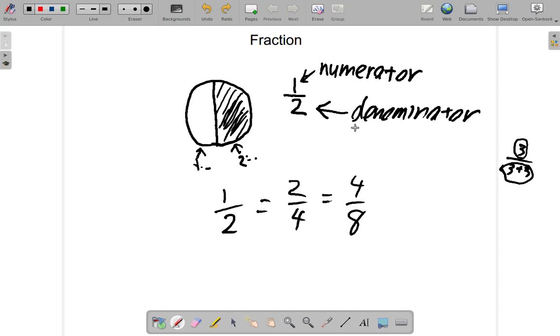So the denominator tells you the total number of equal parts available, and the numerator tells me how many that I get, or how many it is that I shade, or how many it is that I am interested in. So this is a half. Let's look at another fraction.